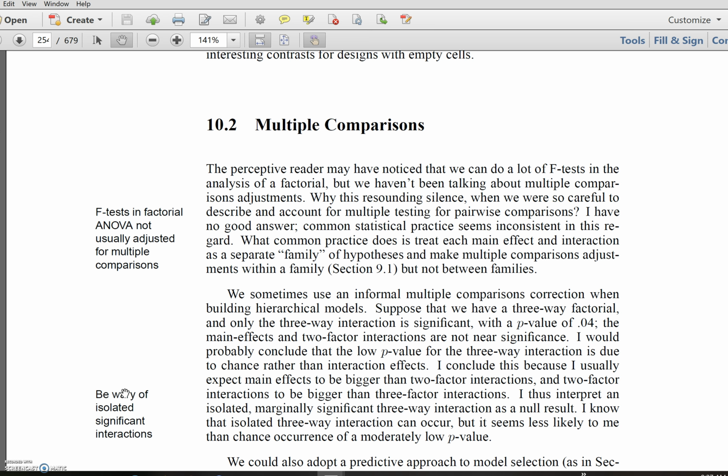I remember looking it up and trying to find some written explanation for this at one point in my life. I finally went and asked my dissertation director, and she basically said, yeah, there's really not a great reason why we don't do this. It's not the assumed practice. And Gary agrees. He says here, why is there a resounding silence when we're so careful to describe and account for multiple testing for pairwise comparisons? I have no good answer. Common statistical practice seems inconsistent in this regard.